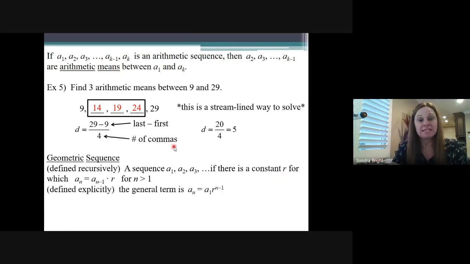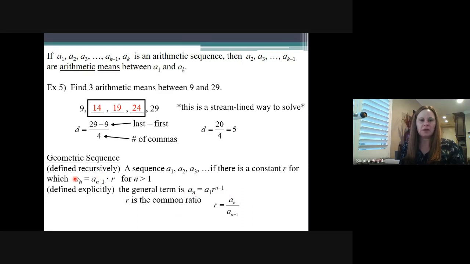It also can be defined explicitly. Definitely memorize this formula. The nth term is equal to the first term times your common ratio, R, raised to the power of n minus 1, where R is the common ratio. And you can get that common ratio by dividing consecutive terms. You take the one on the right and divide it by the one on the left. So that's the common ratio. Definitely memorize this one for sure.